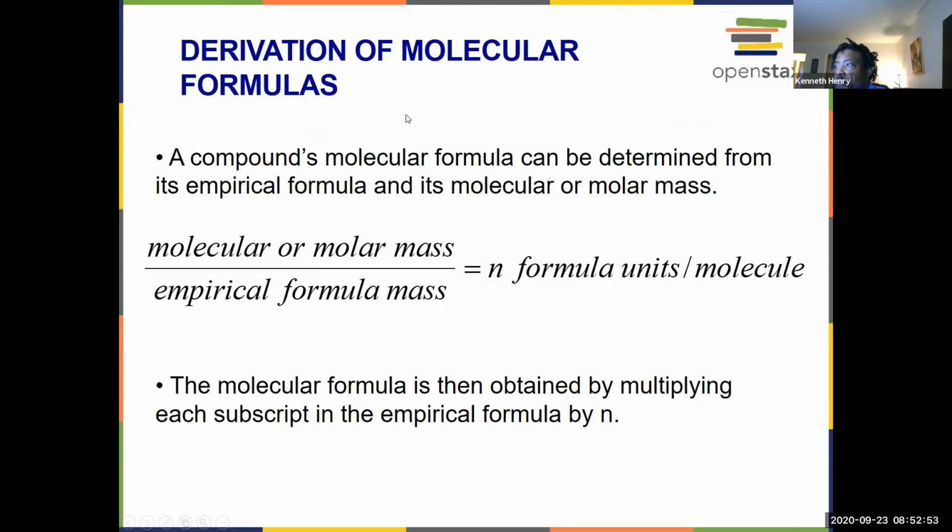So if we want to determine the molecular formula from our empirical formula, we have to calculate or have the molecular mass, or what we call the molar mass. And then we divide it by the empirical formula mass. Okay? Pretty simple, right?